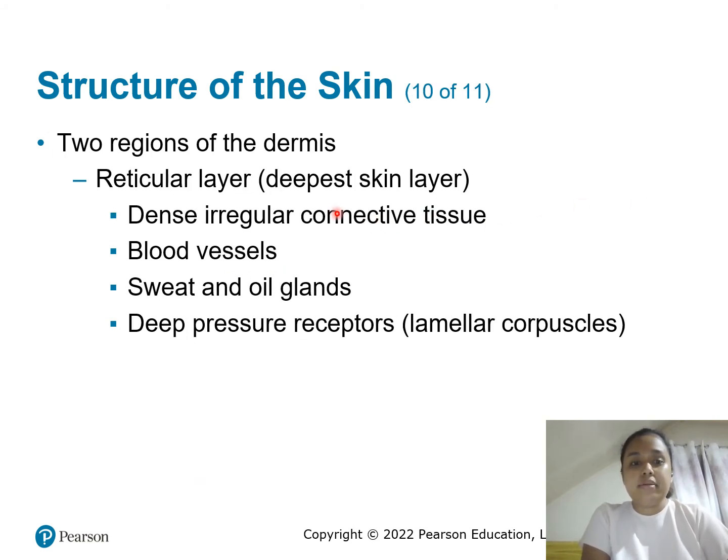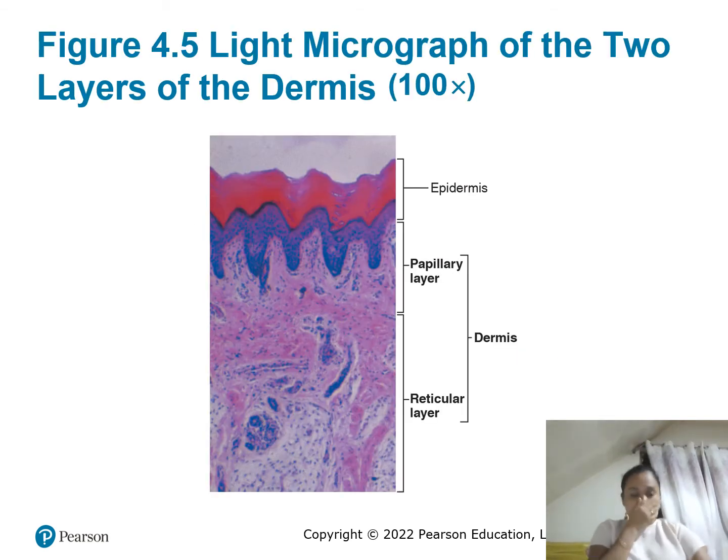Okay. Next layer is your reticular layer, which is the deepest skin layer. Okay, it is composed of dense, irregular connective tissue. This is where you can find your blood vessels, your sweat and oil glands, and your deep pressure receptors, your lamellar corpuscles.